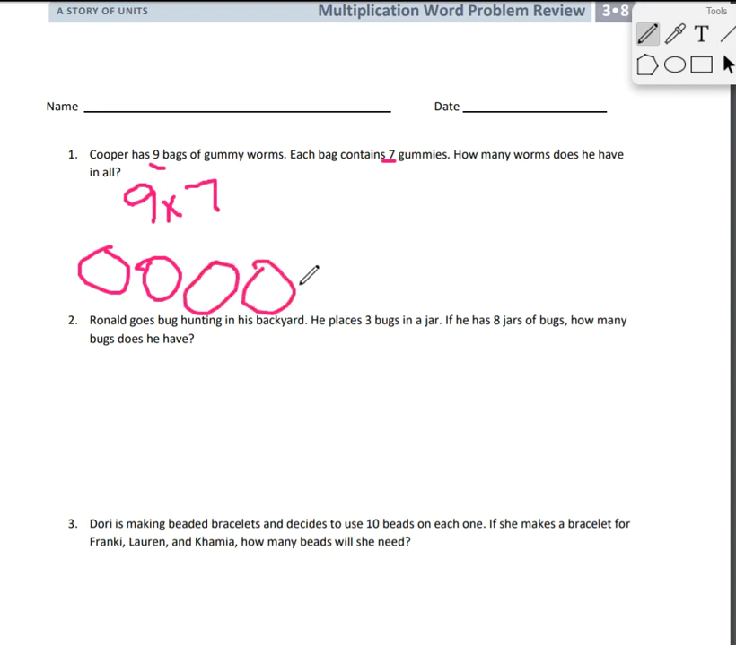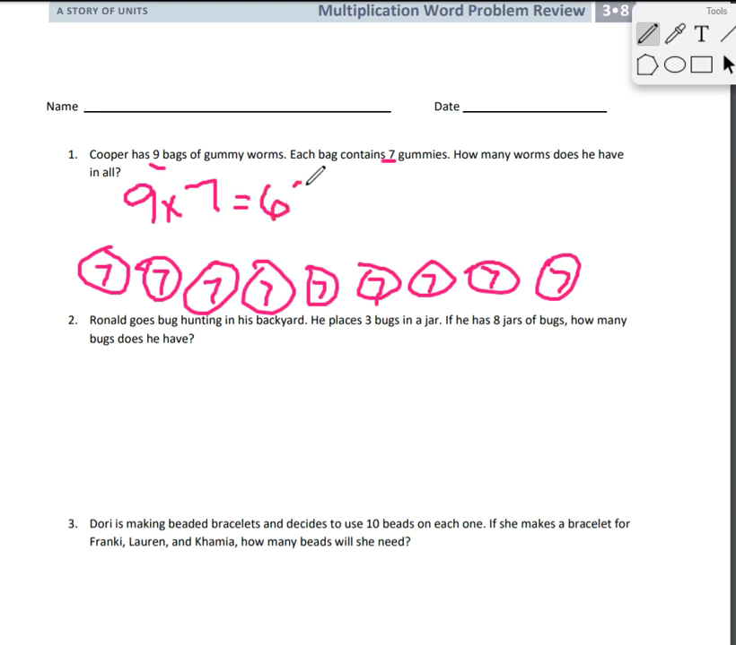You'd have 9 groups, so that's 3, 6, and now I have 9. And then you could put your 7 dots in them. You could just put the number 7 and count 7, 14, 21, 28, 35, 42, 49, 56, and 63. You could draw a tape diagram, you could make an array, whatever you need to do to solve.